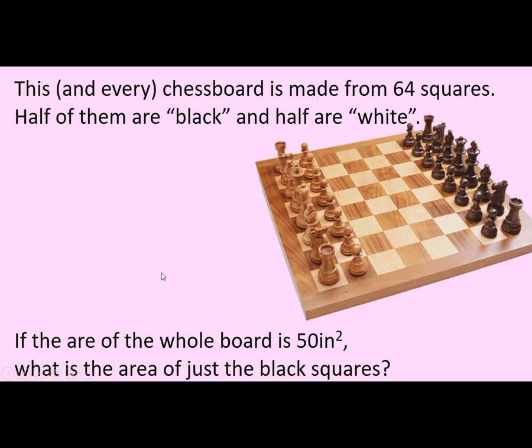And the last of the weird easy problems, here is a chessboard. It's made with 64 squares. Half of them are black and half of them are white. So half the board is black, half the board's white. If the whole board is 50 square inches, what's the area of just the black squares? And this one's pretty easy too. We just take the whole area and divide it by 2, because half of them are black. So 50 divided by 2, and we get 25.